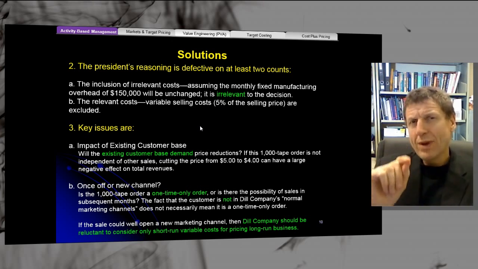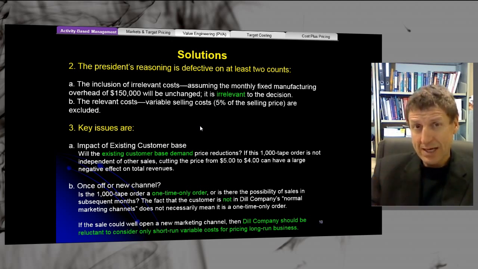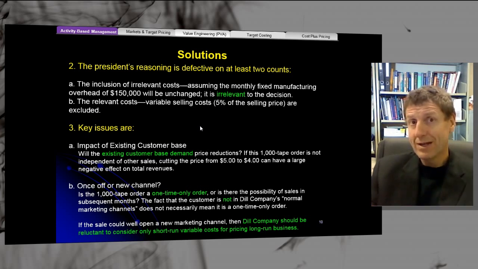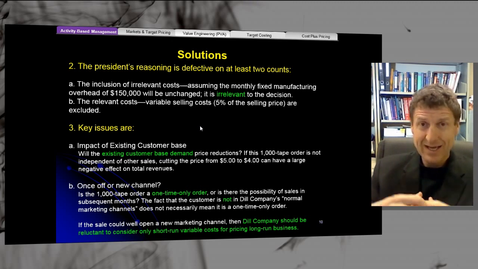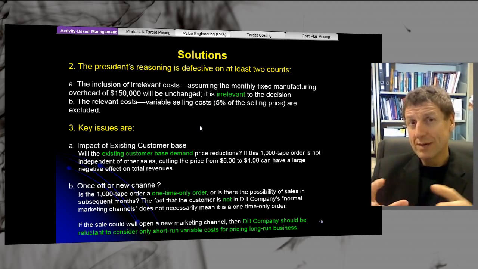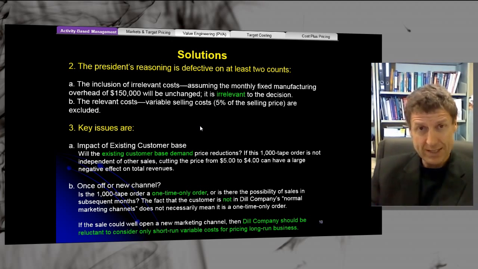Then, even when we have thought we have made the right decision, we need to think of the qualitative considerations. Number one was, what is the effect on the existing customer base? And number two, is this going to be a once-off or long-term? If long-term, then we need to think about making relevant these fixed manufacturing overhead or fixed marketing expenses. So that's the beginning exercise I want you to consider. As we go into chapter 13, we'll look at a few more exercises in that chapter. But that's what pricing is all about.